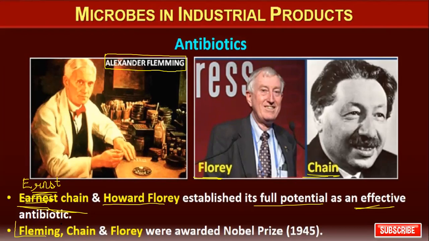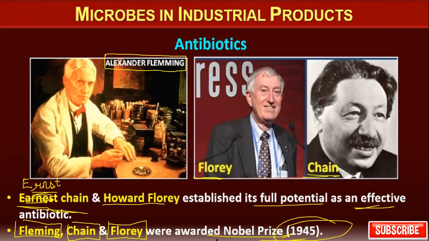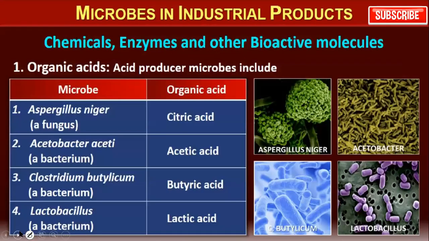Next, Fleming, Chain, and Howard Florey were awarded the Nobel Prize for the discovery of antibiotics in the year 1945. So guys, the names of the scientists are an important question for your NEET exam. So whenever you hear the terms Florey, Chain, and all these, you have to remember they are associated with the discovery of penicillin.